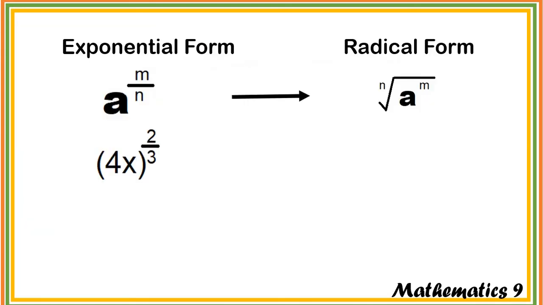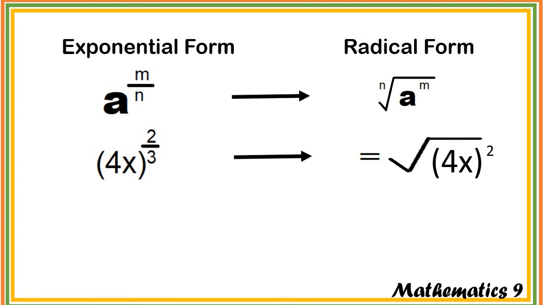Another example, we have quantity 4x raised to 2 over 3. Let us convert it into radical form. So, kung mapapansin nyo, ilan yung base natin? Okay, so meron tayong dalawang bases, which is 4 and x. Isang numerical at isang variable. Our m is 2 and our n, which is our order, is 3. That is why this is in cube root.